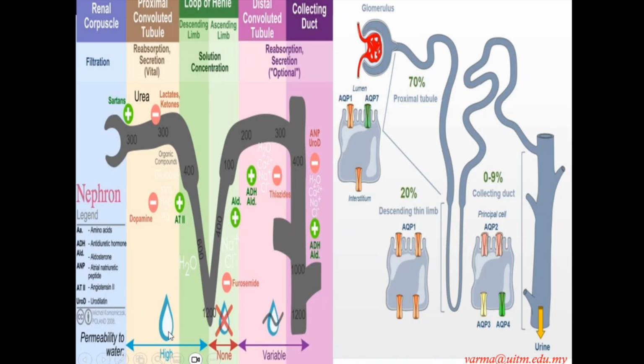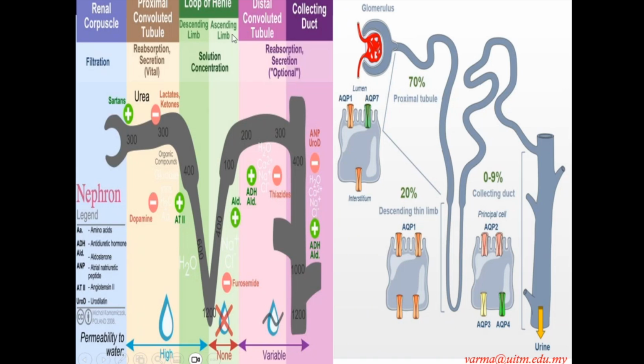Permeability to water is very high in the proximal convoluted tubule. The descending limb has considerably good permeability to water, but the thick ascending limb of the loop of Henle is completely impermeable to water. Then the distal tubule and collecting duct have variable permeability to water based on the presence of antidiuretic hormone, ADH, or human vasopressin. It's the same thing. So the PCT and descending limb have significantly good permeability to water. It means water will get reabsorbed.